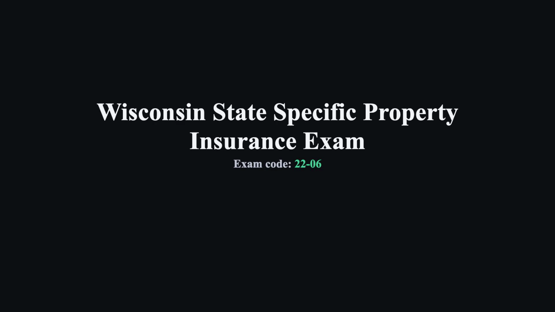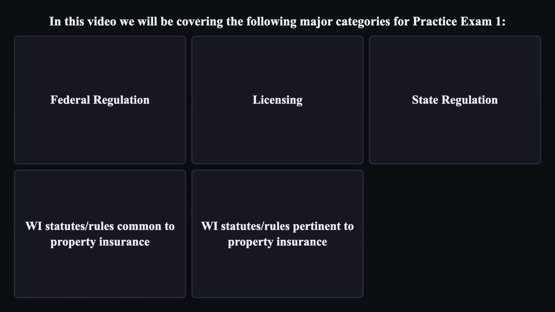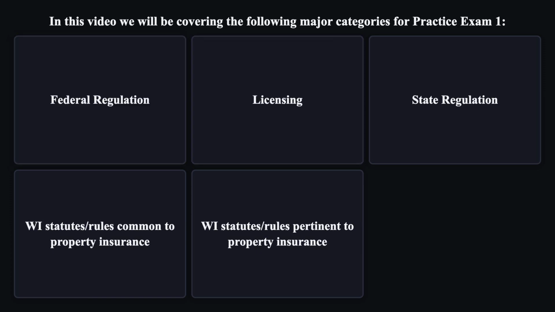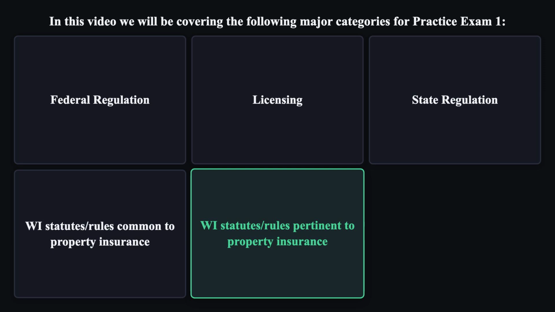Wisconsin State-Specific Property Insurance Exam, Exam Code 22-6. There are 6 practice exams in this series. This video covers Practice Exam 1. The first 20 questions are free. In this video, we will be covering the following major categories for Practice Exam 1. Federal regulation, licensing, state regulation, WI statutes, rules common to property insurance, WI statutes, rules pertinent to property insurance.